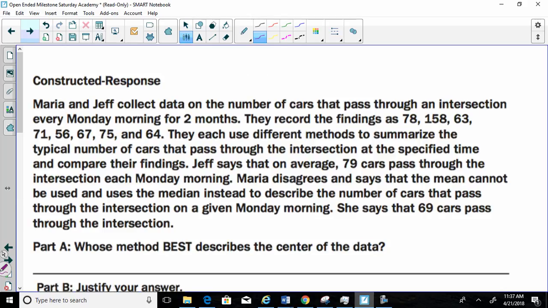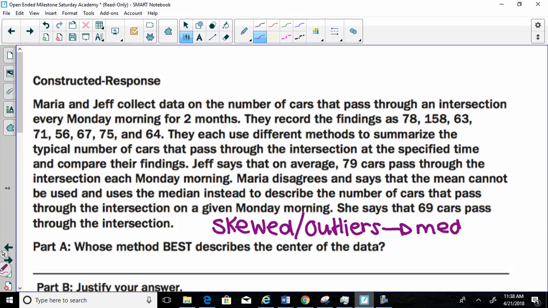All right, this has to do with median and mean. So, remember when I did my song, skew to the left, skew to the right? What did I sing? Median. So, when your data is skewed to the left, like that means it's going one way or the other, or there's any outliers, to look at the center of your data, you always use the median. If it's a normal distribution, you can use either.